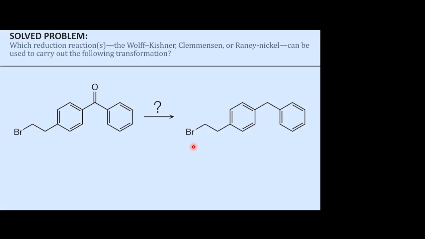Okay, so which reduction reaction, the Wolff-Kishner, Clemmensen, or Raney nickel, can be used to carry out the following transformation right here? So which one would be an appropriate one to use in this case? Okay. So what I want you to do is write down your guess. Okay. Everybody write down your guess here.